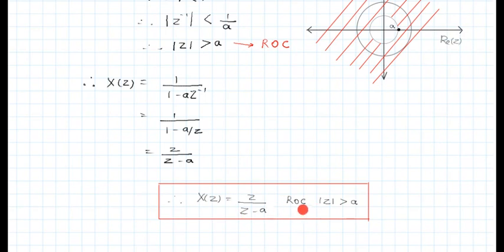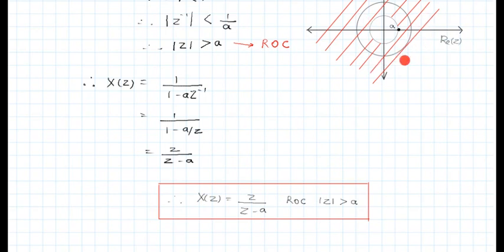There's one more important thing that should be noted here, and what is that? The given sequence is an infinite sequence. Also, the given sequence is entirely right-handed. The given problem statement was a raised to n u of n. u of n is a right-handed sequence. How is the ROC that we obtain for an infinite sequence which is right-handed?